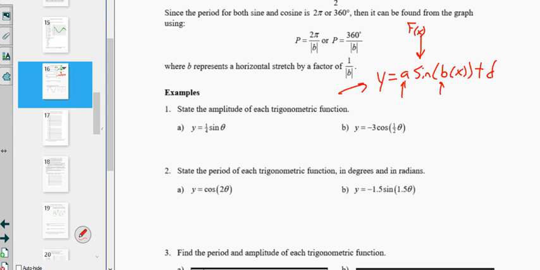Oh, I forgot the plus part. One second. That should have been x minus, was it h? I call it h, what was it? Yeah, plus k. Okay.